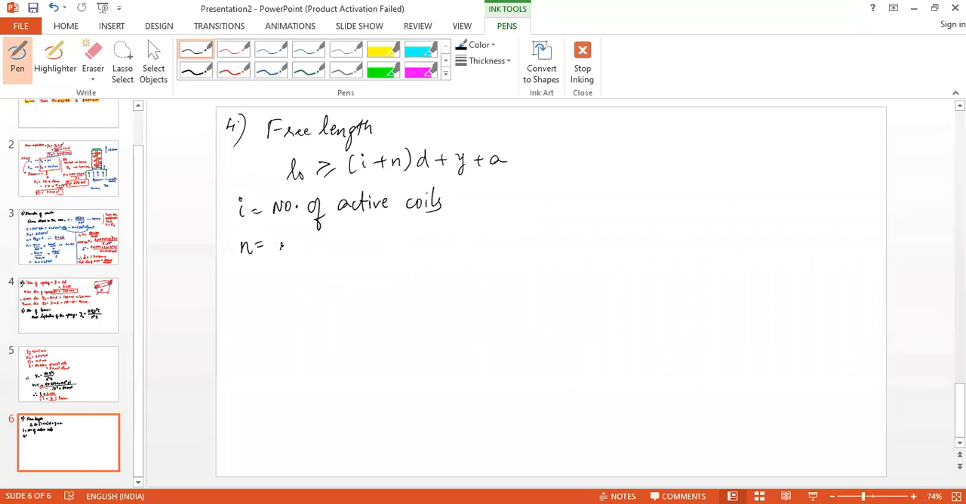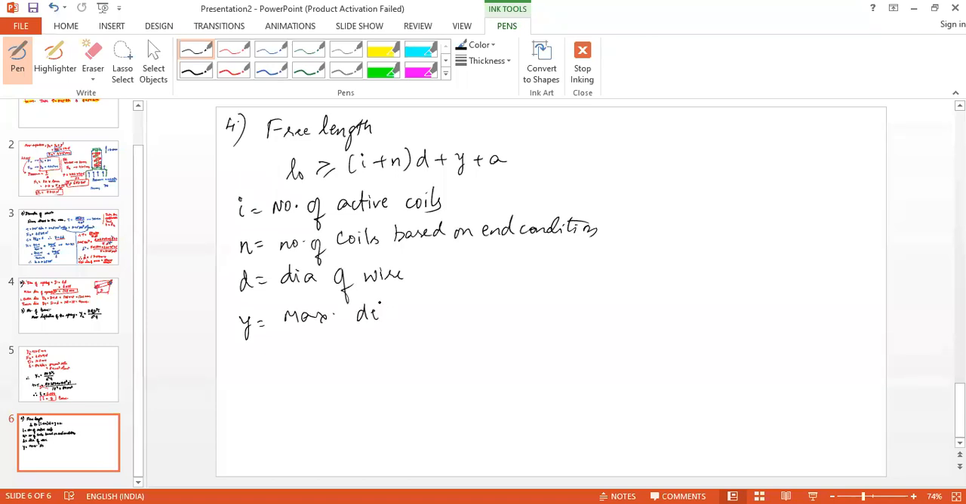N is the number of coils based on end condition. D is the diameter of the wire, Y is the maximum deflection, and A is the clearance, that is 25% of Y. Now what is this number of coils based on end condition? That we'll see here.